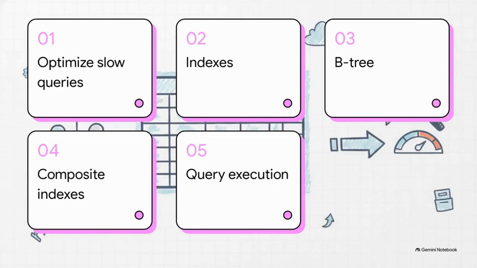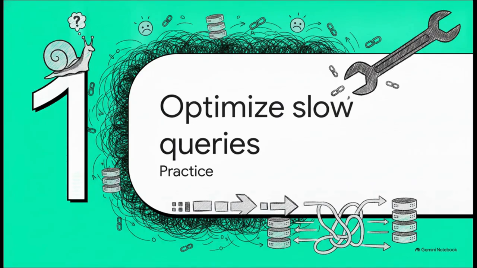So here is our roadmap for the explainer today. 1. The slow query problem. 2. Database indexes. 3. Inside the B tree. 4. Composite indexes. And finally, 5. Execution and optimization. All right, kicking things off with section 1, the slow query problem.